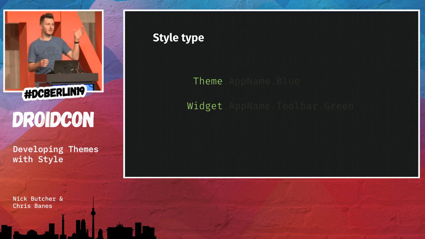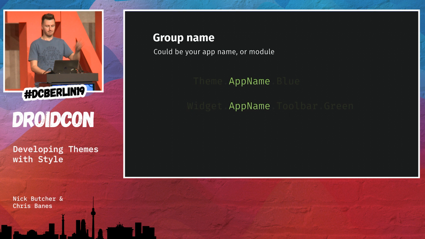So we split up the name a little bit to try and work out some rules here. The way I'm thinking about it is that the first kind of block should be the style type. So theme, widget, theme overlay, text appearance. They're like root style types, and that should be your first name. And we've got the second group, and the way I think about that is your group name. So it could be your app name. Well, most apps will be your app name. But if you've got a highly modularized app, it could be your module name instead.